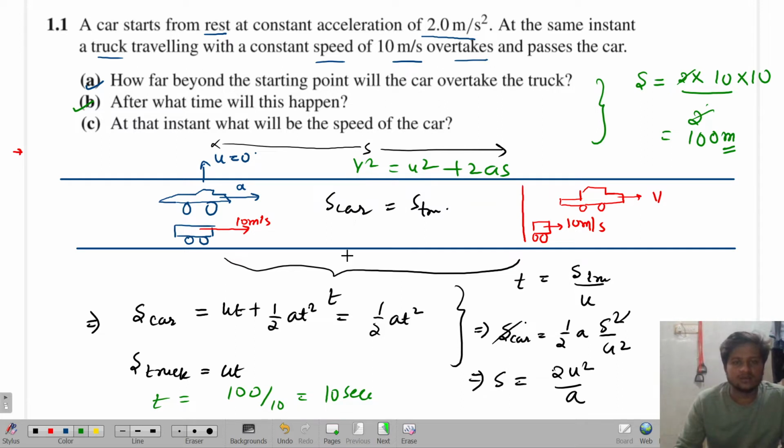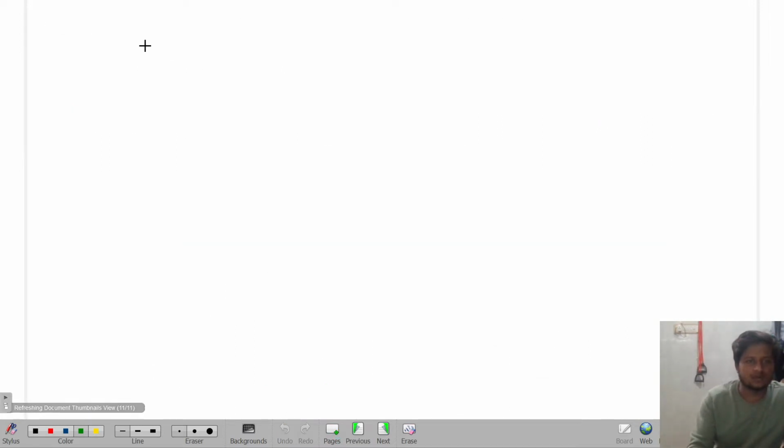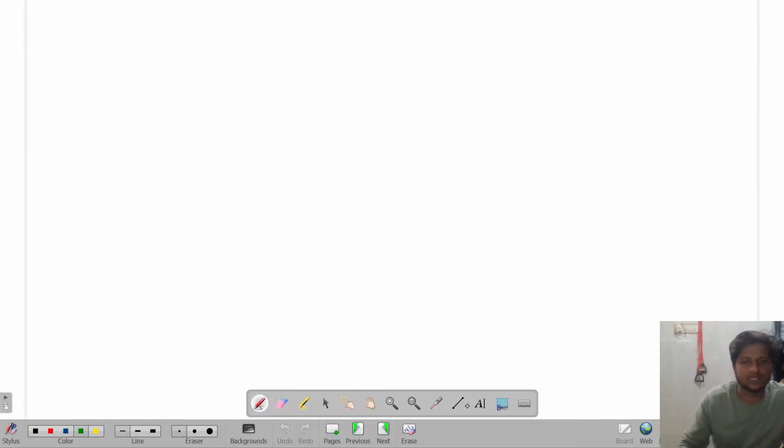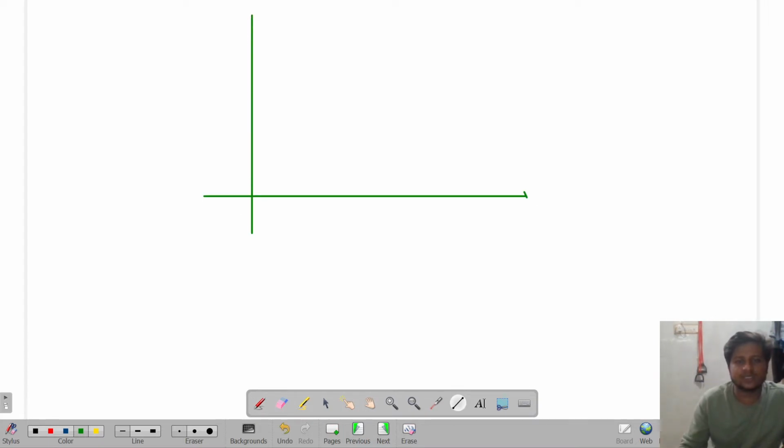Based upon this, if I tell you to draw the position time curve for this, this is my position, this is my time. What will be the graph of this? A car is following a constant acceleration.